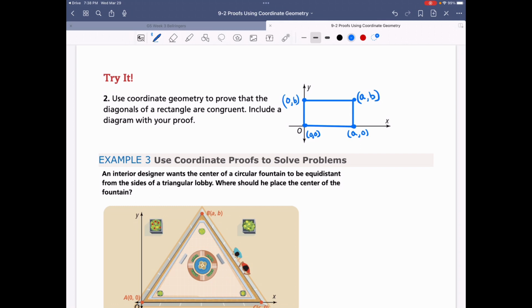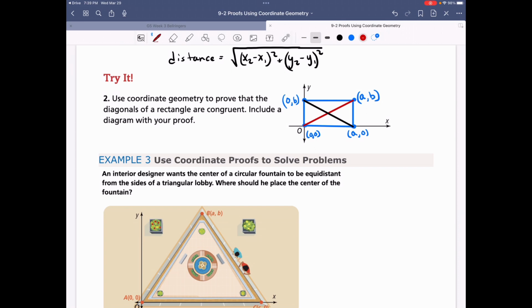We want to prove that the diagonals are congruent. So we want to prove that this line is congruent to this line. And we're going to use the distance formula for that. Remember, the distance is equal to the square root of x2 minus x1 squared plus y2 minus y1 squared. And we're going to do that twice.